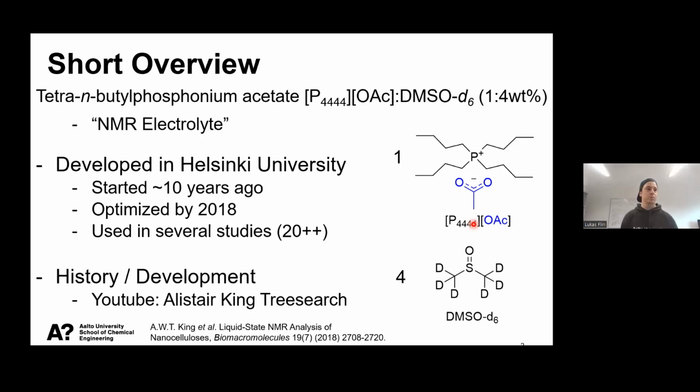But today I don't want to talk too much about the history or the development or the optimization of this NMR method, and also not in particular why this particular solution is so good for NMR spectroscopy, because I was not involved in all this research, and I'm also not a real expert on it. But if you're interested in that aspect of this NMR method, I can only recommend you to listen to Alistair's presentations. And there's a very easy way to do this nowadays, because he just gave a lecture for the Tree Search seminar series, and I can just recommend to you to look it up on YouTube.